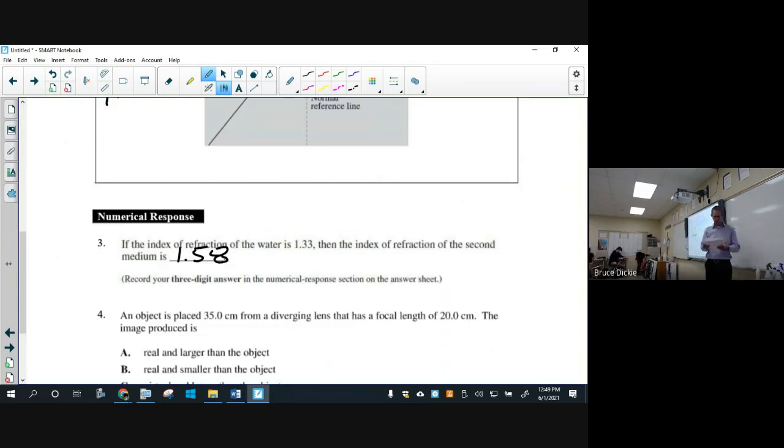Number 4: an object is placed 35 centimeters from a diverging lens. Remember, details, for heaven's sakes, you guys. Sometimes people don't trust me on things like this. When I say pay attention to details, circle this, always, what type of lens or what type of mirror it is. People don't trust me because people think, you know, listen, I've been doing this course for 4 months.